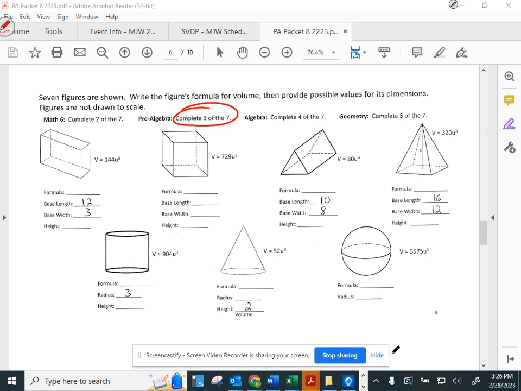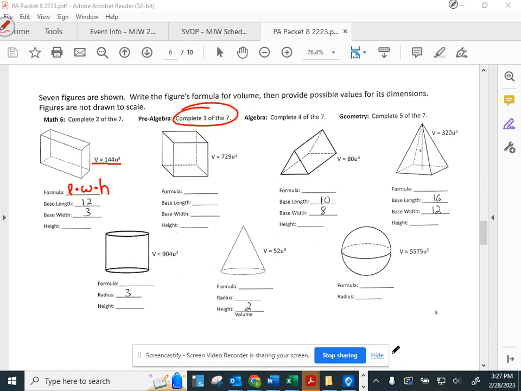I am going to go through and give you the formula for each of these figures. Mr. Schultz has already plugged in some of the lengths and widths for you, or the radius and the height, to get you started to be able to solve these. So for our rectangular prism, our formula is the length times the width times the height.